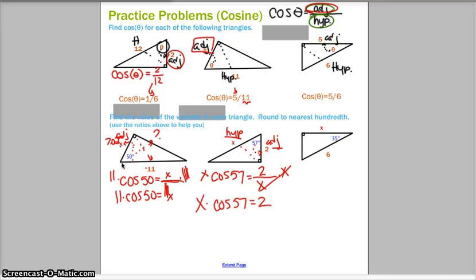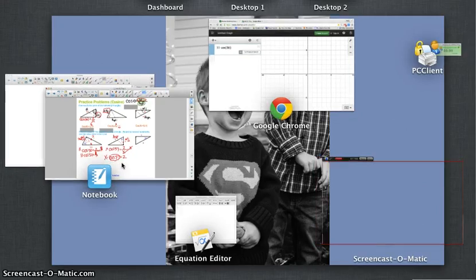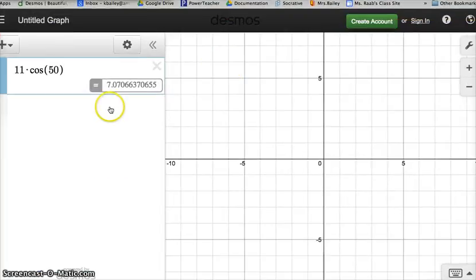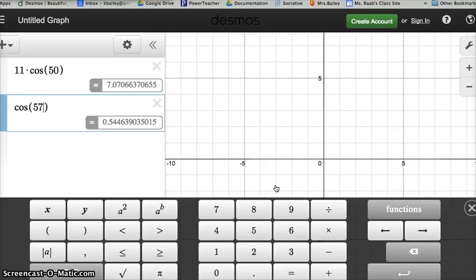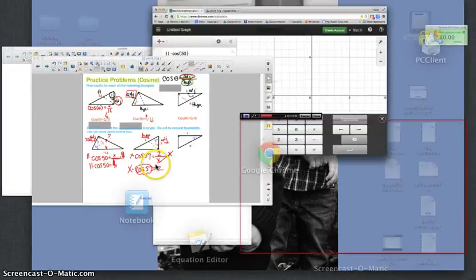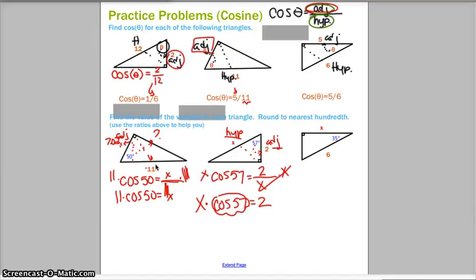X isn't by itself yet. The cosine of 57 is just a number. I know it looks like a word and a number and whatever else, but the cosine of 57 is a decimal. It's 0.5 something. So it's essentially the same as wanting to divide by a decimal. I'm going to divide by the cosine of 57 and divide by the cosine of 57. The calculator is capable of handling doing that division.